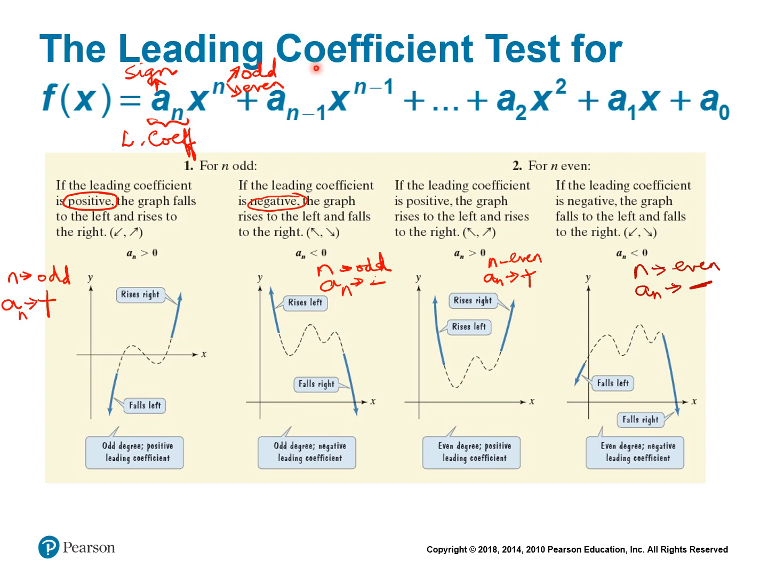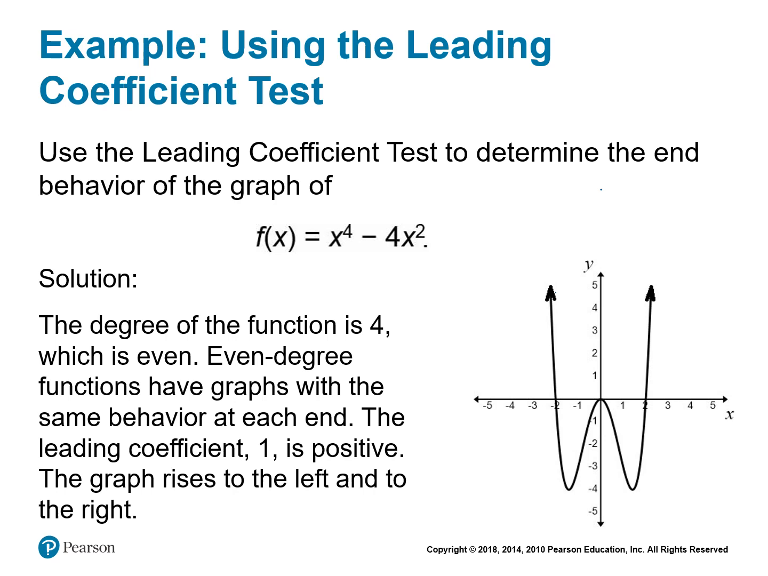Not really just the leading coefficient, we are also considering the exponent, whether the exponent is even or odd. We cannot just determine the end behavior by looking at the leading coefficient. We also have to look at the value of n and see if it's an odd value or an even value. Here's an example of determining the end behavior of a given polynomial function using the leading coefficient test.